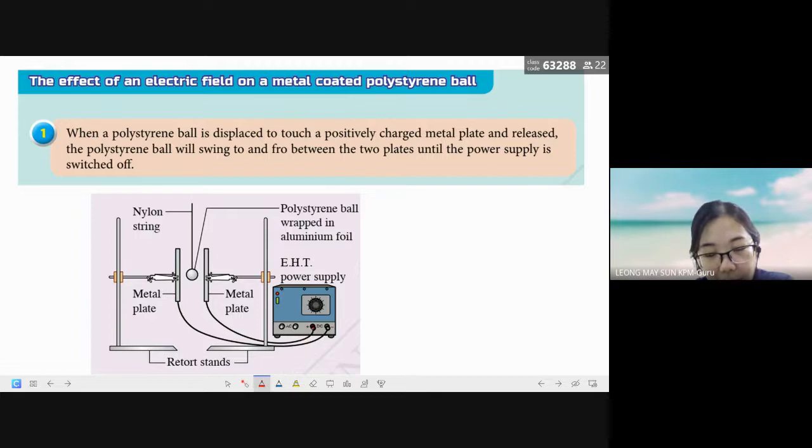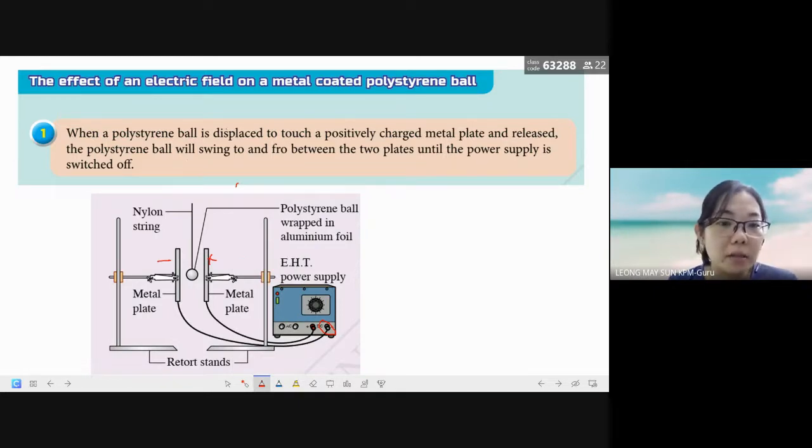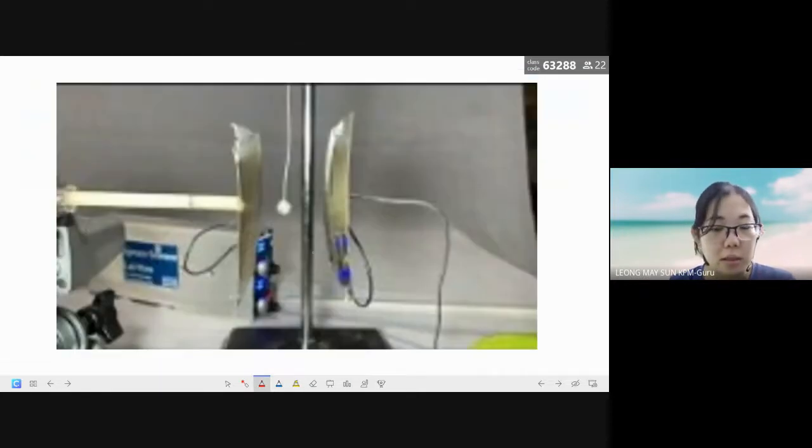So this line from the power supply, move your pen towards this plate, and this plate will be positively charged. Whatever terminal is connected to the positive of the power supply is positive. The terminal connected to the negative of the power supply is negatively charged. Remember that, because when we carry out electricity experiments, you need to know how to connect the positive and the negative. So when the polystyrene ball is pulled towards the positive plate and released, it will swing to and fro between the two plates until the power supply is switched off.